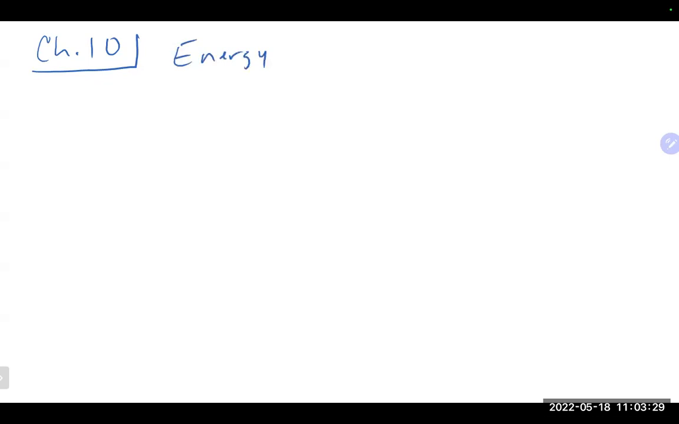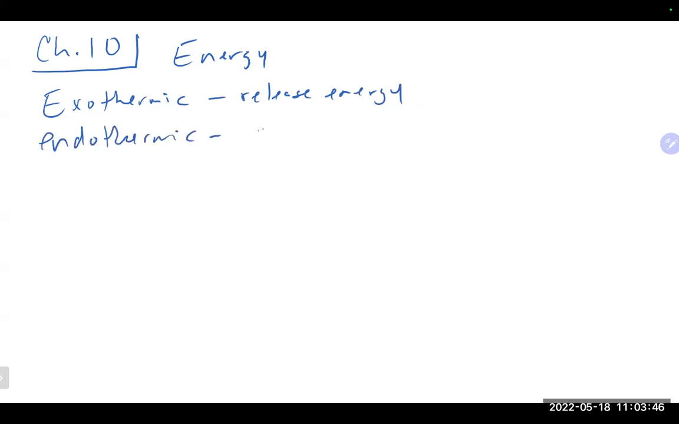In this chapter, we focused a lot on two types of processes, which we talked about a second ago: exothermic, where we release energy, and endothermic, where energy is absorbed. We also talked about in this chapter what are referred to as energy diagrams.